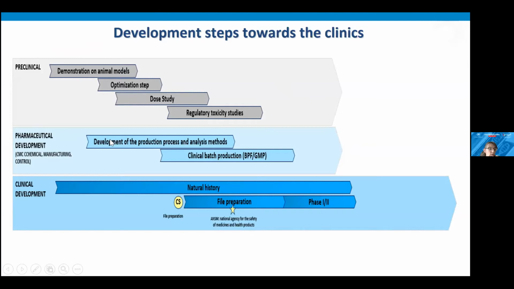To define the safety of your product, there is a step of development of the process to produce and to qualify your product. And then you have everything at the clinical level, which can include natural history and preparation of the clinical trial. So you have to go through all these steps from the initial demonstration to the clinical trial.